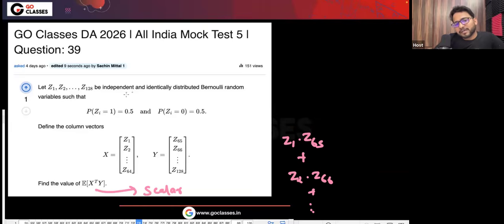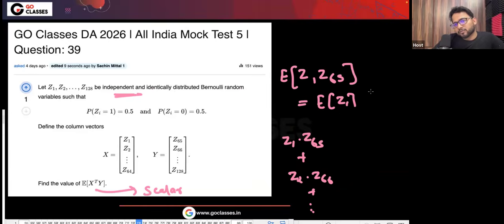Now, since every z is independent, the expectation of each term, any term you can take, for example z1 into z65, you can write as the expectation of z1 into the expectation of z65, because they are independent. So the expectation of z1, the probability is 0.5. This is Bernoulli, so it will be 1 by 2, and 1 by 2. So 1 by 4 is the expectation of one term.